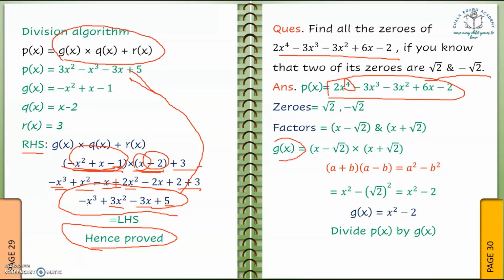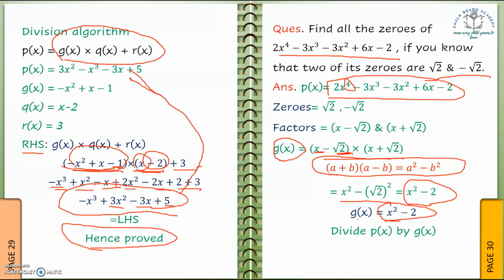To get the g(x), we are just multiplying these two factors. So we have multiplied these two factors, x minus root 2 into x plus root 2, which is equal to, by the identity which we have used in previous classes, like in 9th or 8th, (a plus b) multiplied by (a minus b) is equal to a square minus b square. So here x is a and root 2 is b. So we get x square minus root 2 square. So the answer here becomes x square minus 2. So we have this g(x).